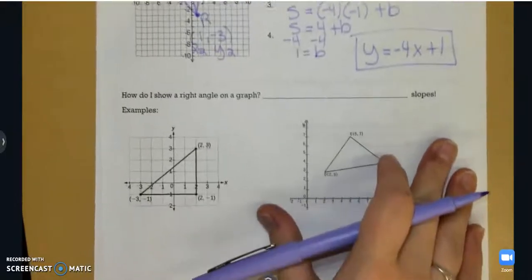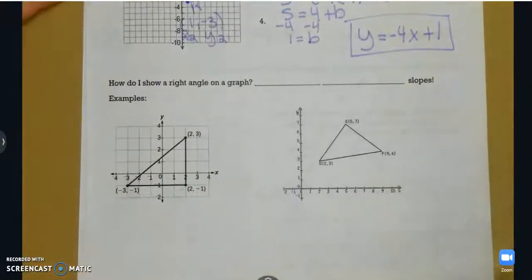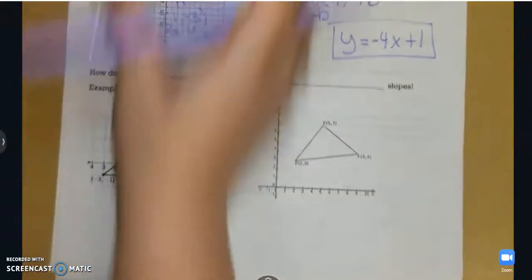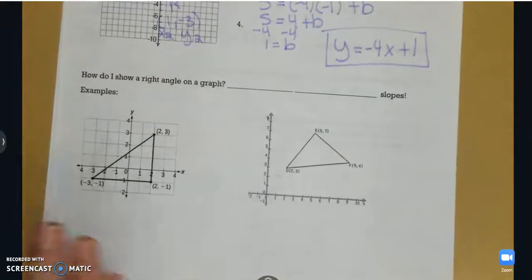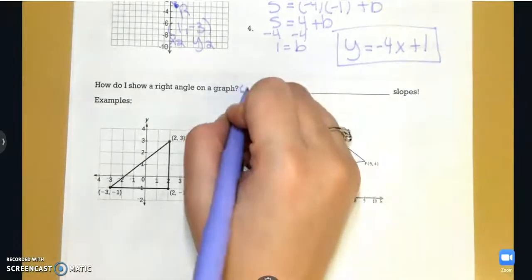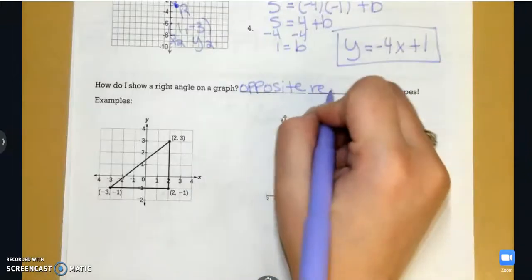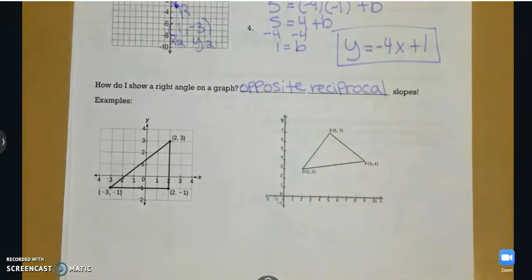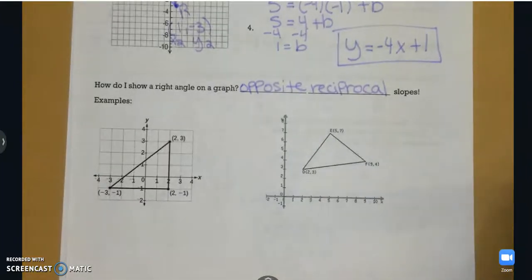Now a new topic we're going to talk about is showing that we have right angles on a graph. Now recall, the types of lines that form right angles are perpendicular lines, and we learned in day 1 that perpendicular lines have opposite reciprocal slopes. So if I have two lines with opposite reciprocal slopes, that means that they're perpendicular and therefore form a right angle. So if we show that two lines have opposite reciprocal slopes, we've shown we have a right angle.